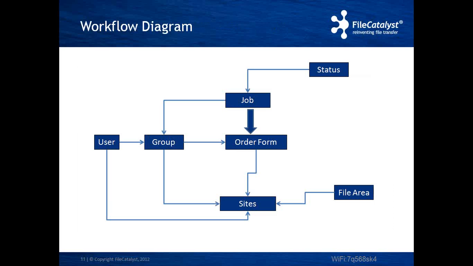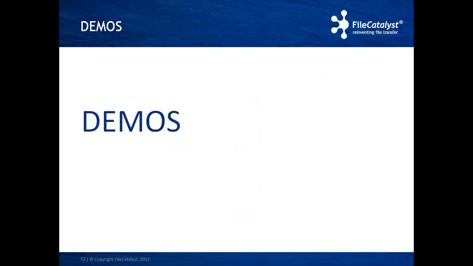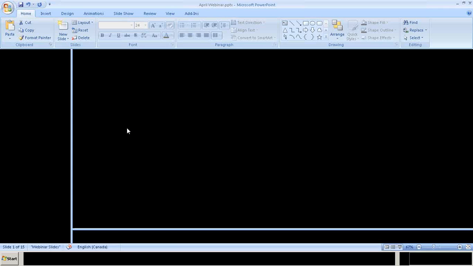Just another diagram here, how everything fits together. Order forms, the jobs are assigned to an order form. Jobs have a status. Jobs can belong to a group or a user, and this just gives you another way to see how all these pieces work together. So let's go into demos.